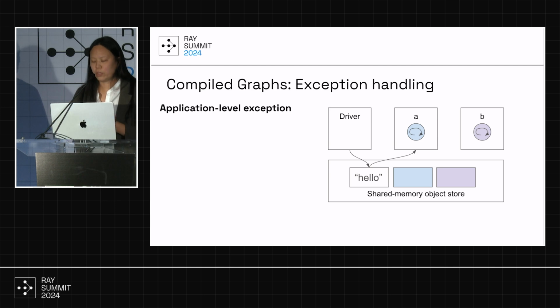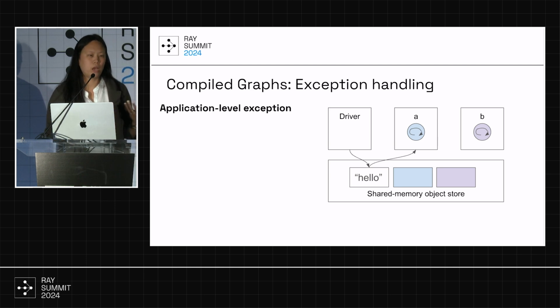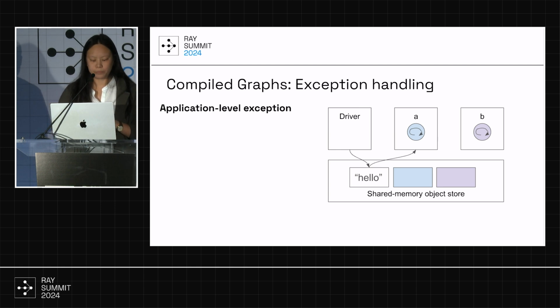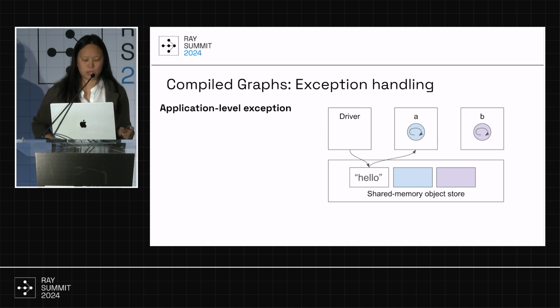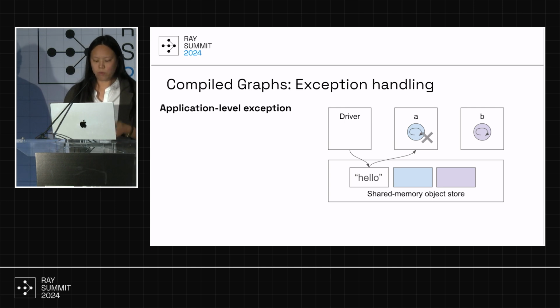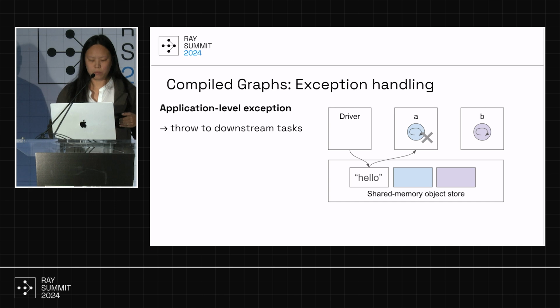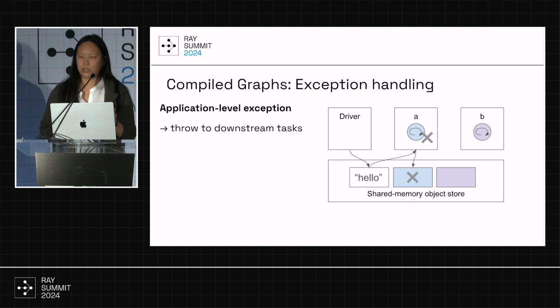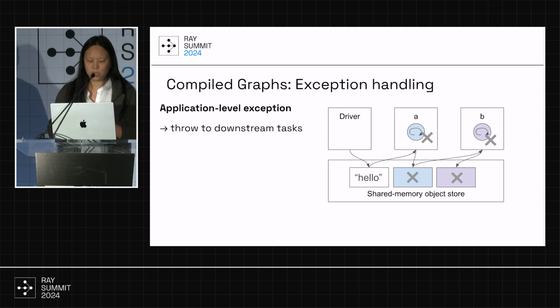Another nice thing that we can do in this API is support exception handling that gives you a very similar experience to normal Ray core. So the idea here is that for application level exceptions, let's say actor A throws maybe a Python ValueError. What we can do is store that result in the object store. And that way we can actually throw it to downstream tasks and even to the driver. And this is just like normal Ray core.